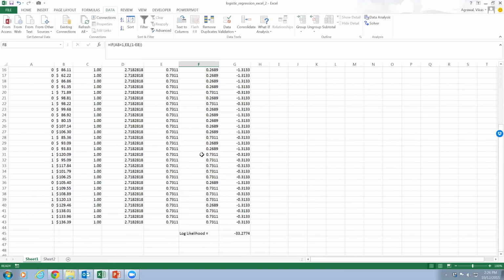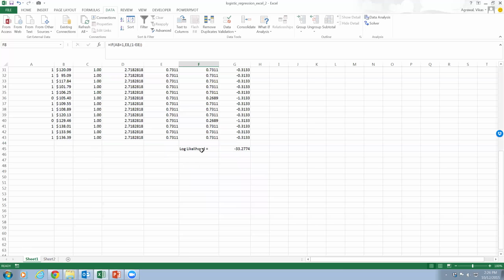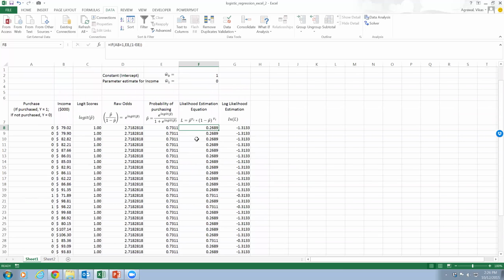And basically, if you do the product of all these values, that will be the likelihood. And it's always easier to deal with the sum instead of the product. So what we're going to do here is take the natural log of this value. I guess I did not explain how you got this one. Basically, this formula is very simple. All it's saying is that I'm going to use a simple if function here. If this value equals 1, then retain my probability, else give me 1 minus this value. So if it is 0, give me 1 minus that probability value.